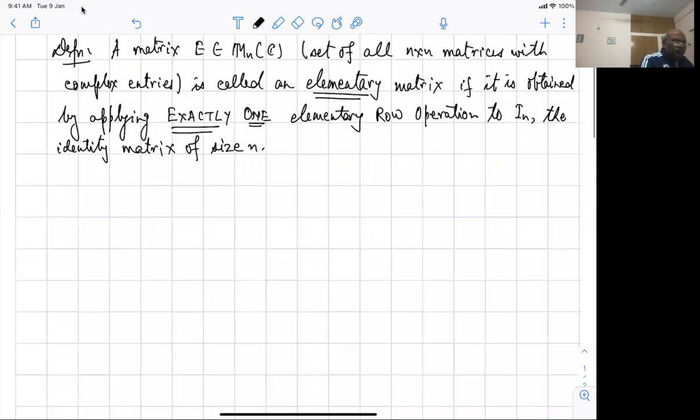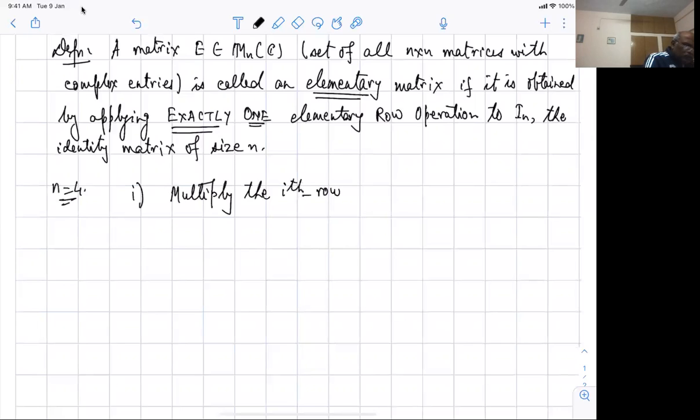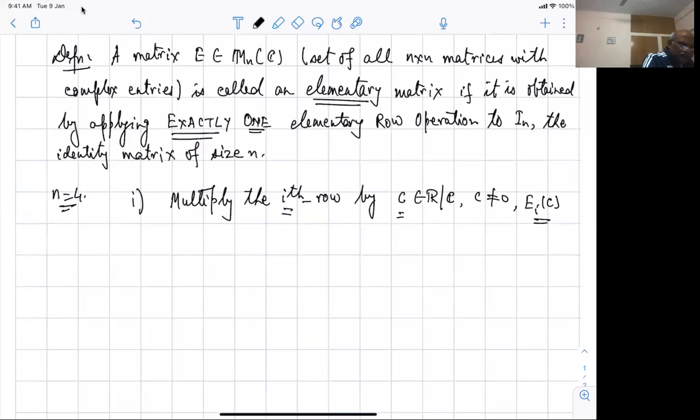So there are three of them. So let's look at things for n equal to 4. So you have to take n is equal to 4 in all these examples. The first example is multiply the ith row by c belonging to R or complex number c not equal to 0. All right. So there's the ith row here and c is here. So the notation for this is E_i of c. This is what the notation is.